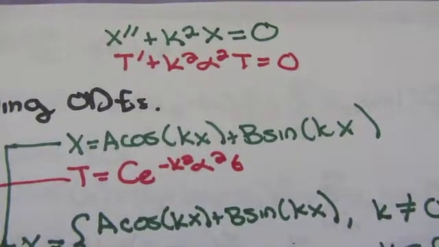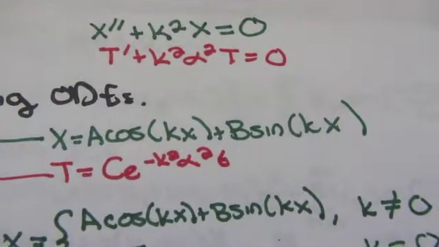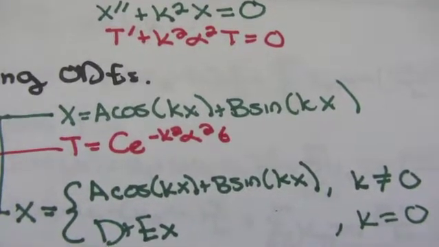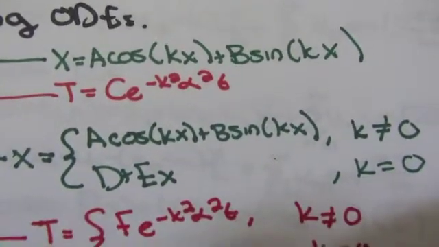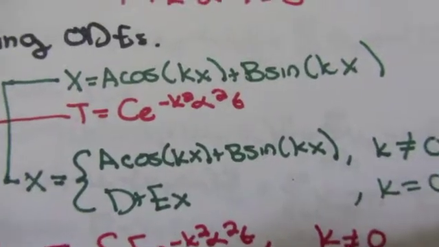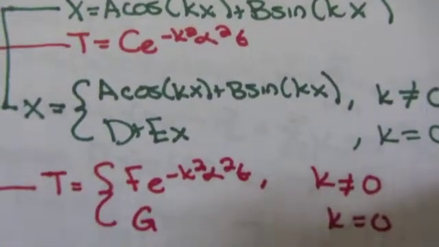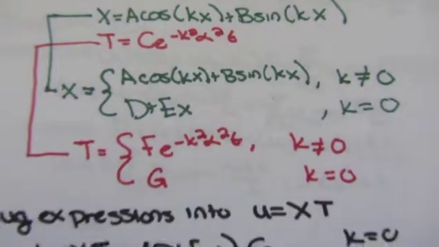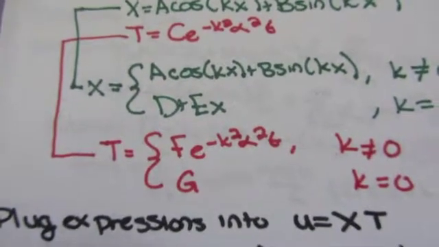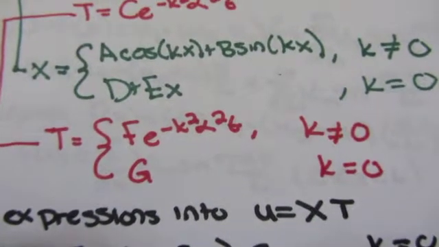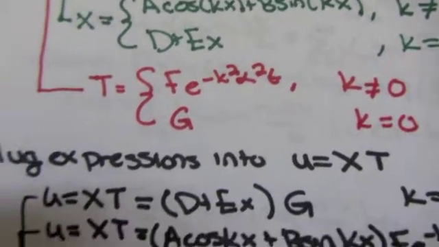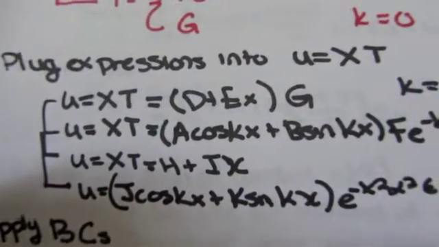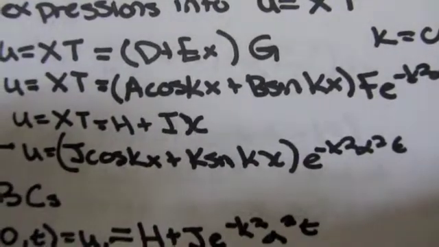Then we note that these two forms are actually not the most general case, because they only hold when k does not equal 0. So in order to take into account when k equals 0, we note that at least for X, you also have to include the case D plus Ex, and then for the T case, G. Therefore, those more completely characterize the entire system. Then we will plug our expressions into the solution, which we already knew is of the form u equals X T. If we take those, plug in the relations that we got above, and simplify, you get the resulting relationships here.